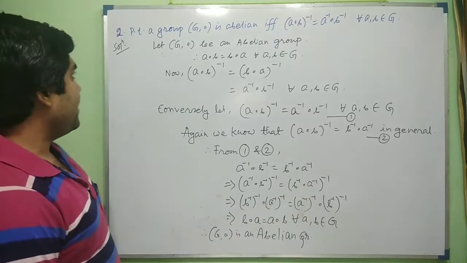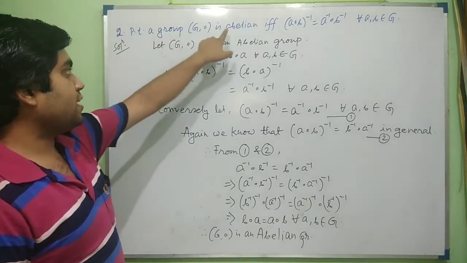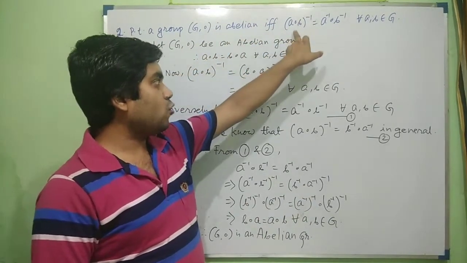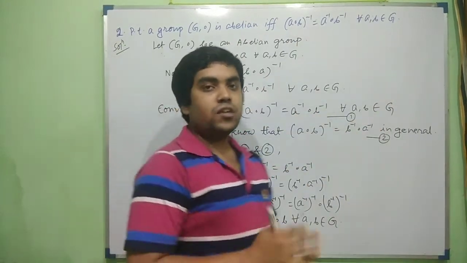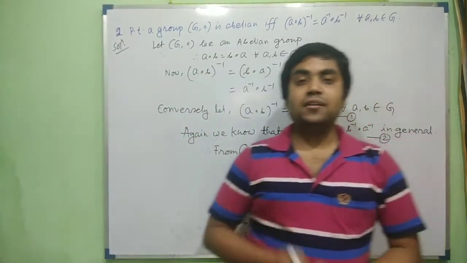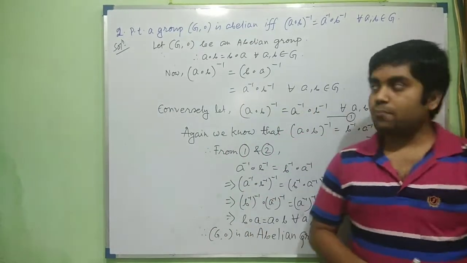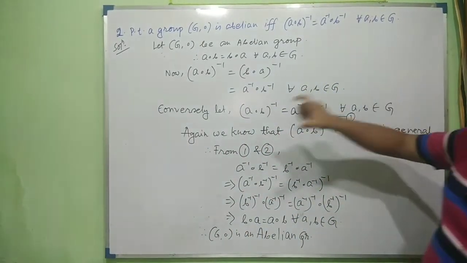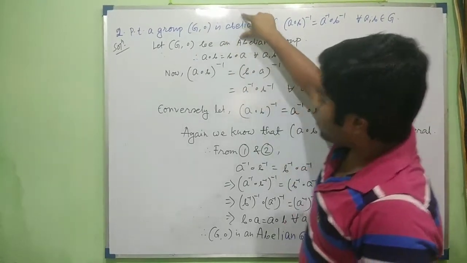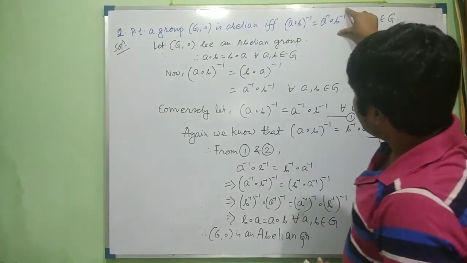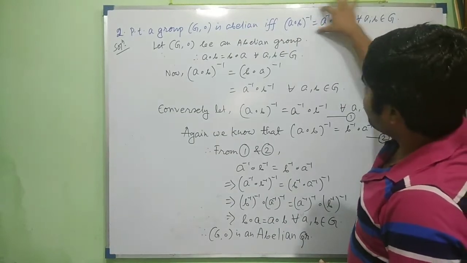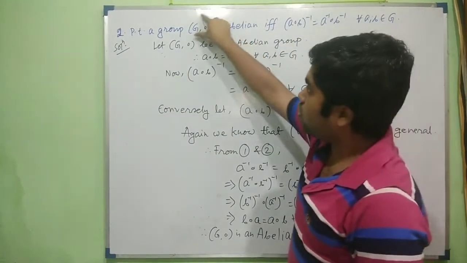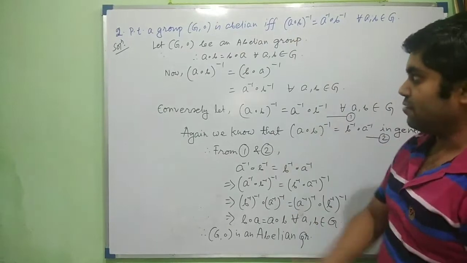हमारा नेक्स्ट प्रॉब्लम है, prove that a group G naught is abelian if and only if A naught B whole inverse equal to A inverse naught B inverse. Abelian means commutative group, मतलब कोई भी commutative group के लिए ये result must hold. That means if G naught is commutative, then this result holds, and also if this result holds, then the group G naught is commutative. We have to establish that.